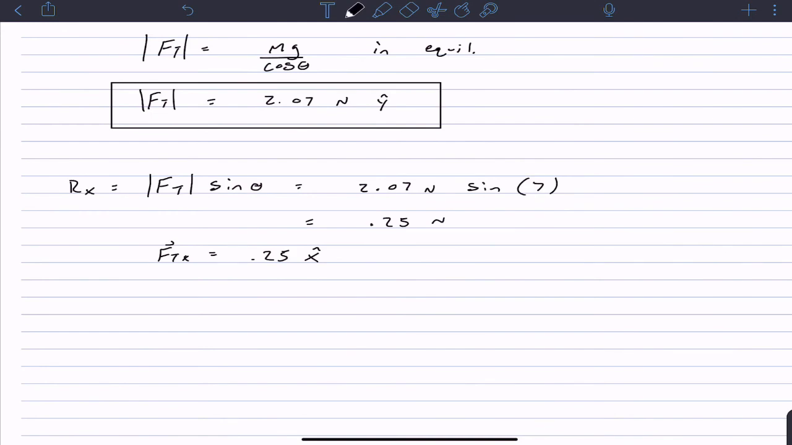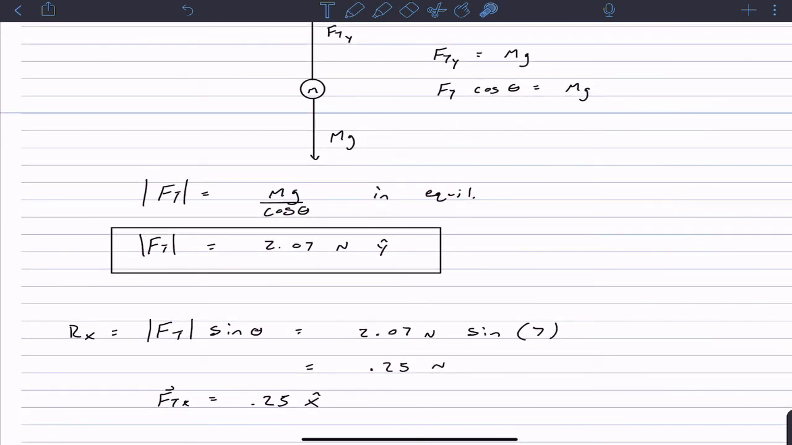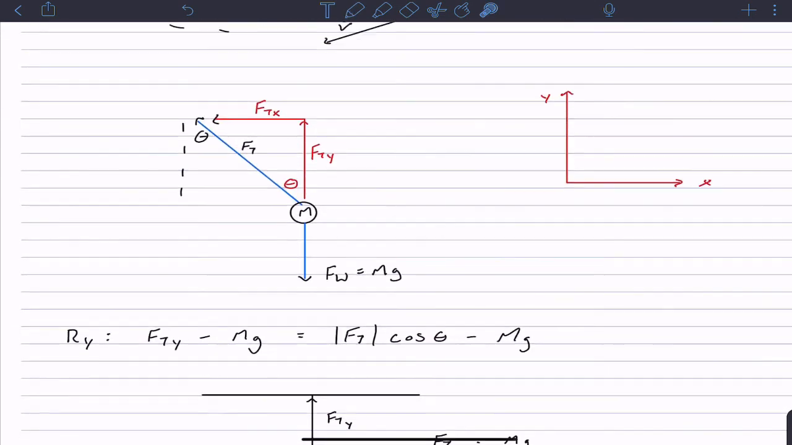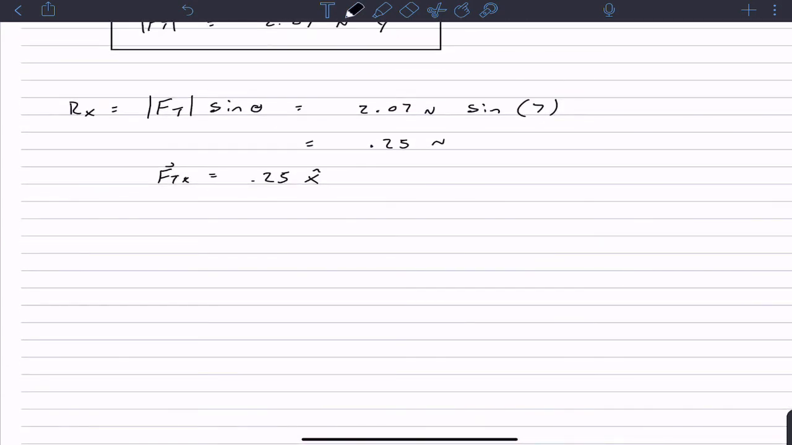Now let's go back to the y direction. We want to know what this is, right? Because we're asked to find the components. So this is going to be Ft, which we know is 2.07 newtons, cosine theta, which is 7 degrees. So Fty is equal to 2.07 newtons times cosine 7 degrees. That's going to equal 2.05 newtons in the y hat direction.